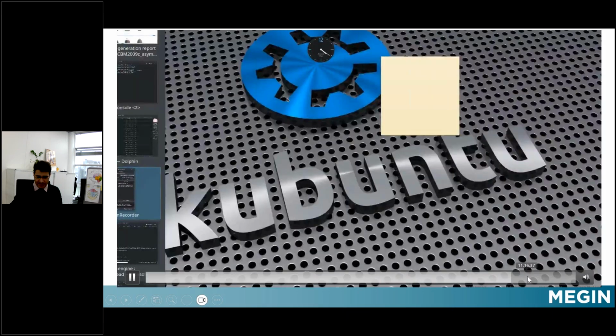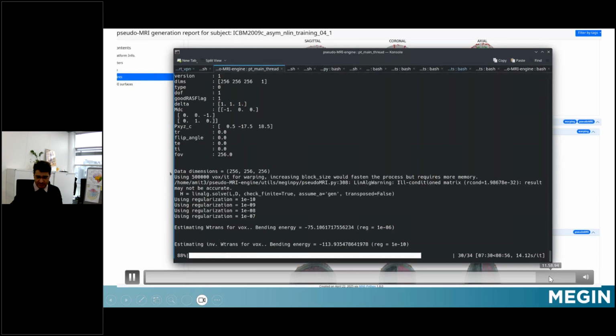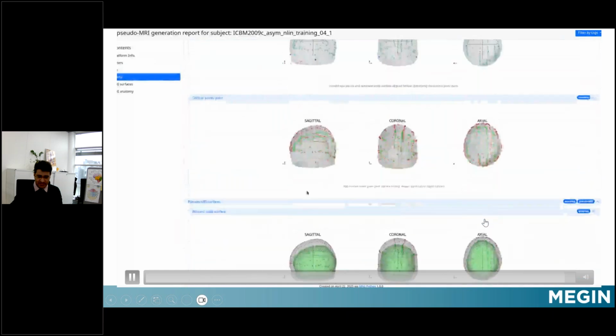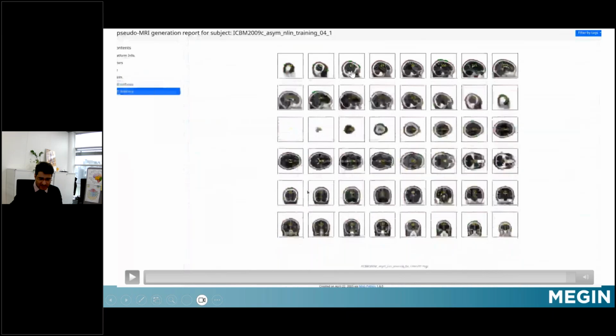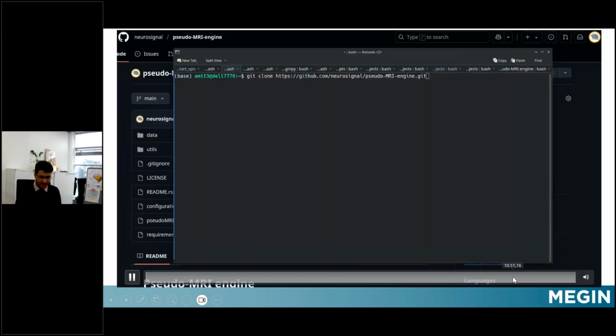Okay, in the end, you can browse through the report. Everything is included here, and here you can see the warped MRI, the T1 and T1.mgz, or that warped MRI for the pseudo-MRI set, which looks quite close. Now you can use this as we told here.